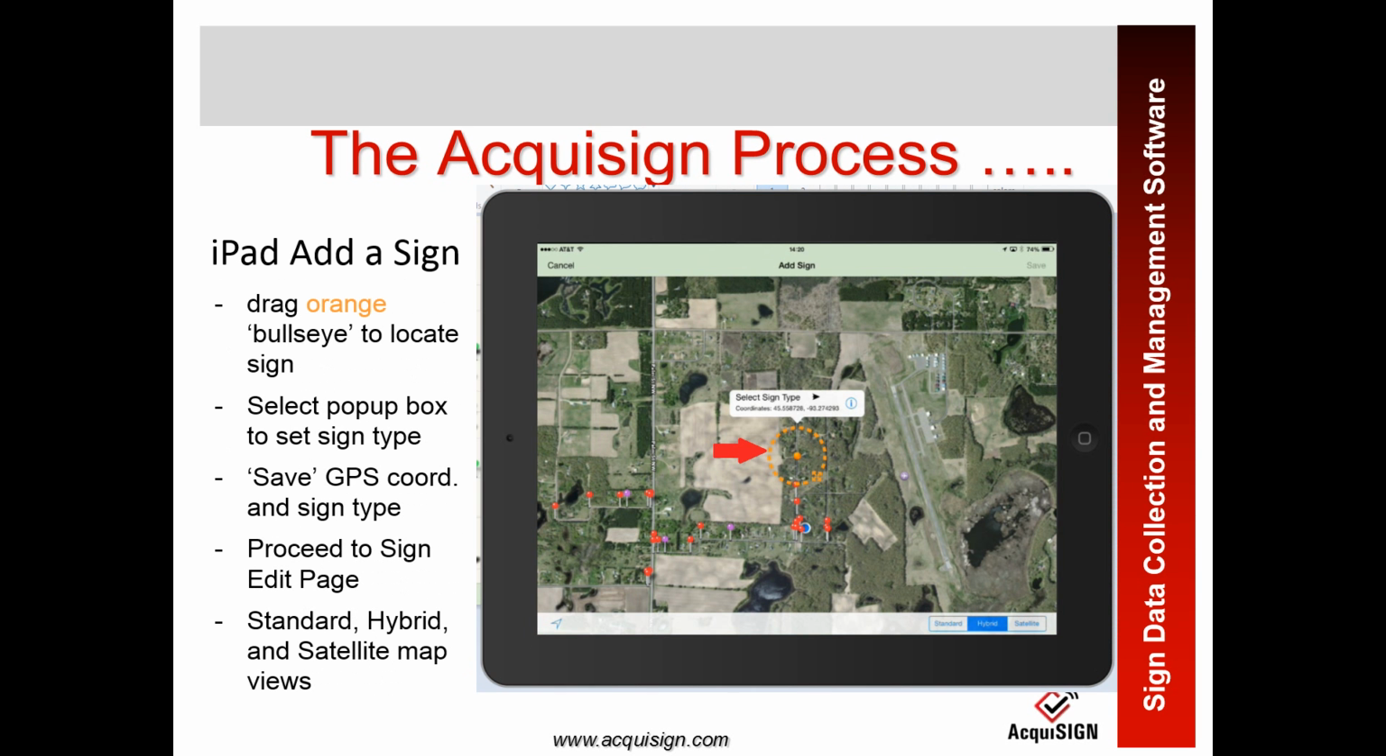When adding a new sign in the field, the orange circle, called the bullseye, can be dragged to the correct location and a sign type selected. This means that a user can locate that sign from within their vehicle, so data collection can be done in any weather conditions. Once the sign location and type are chosen, the sign is added to the database. The user would then go to the sign edit page on the iPad to complete editing of the other sign attributes.